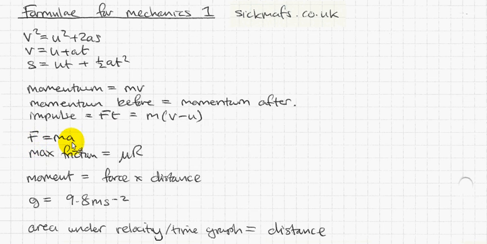Anyway, so F equals ma and max friction, I stuck them together. That famous formula, force equals mass times acceleration. And I just stuck this with this because they both tend to go in this topic of connected particles. When I say max friction, that's when an object is about to slip, that's when it's using its maximum friction.